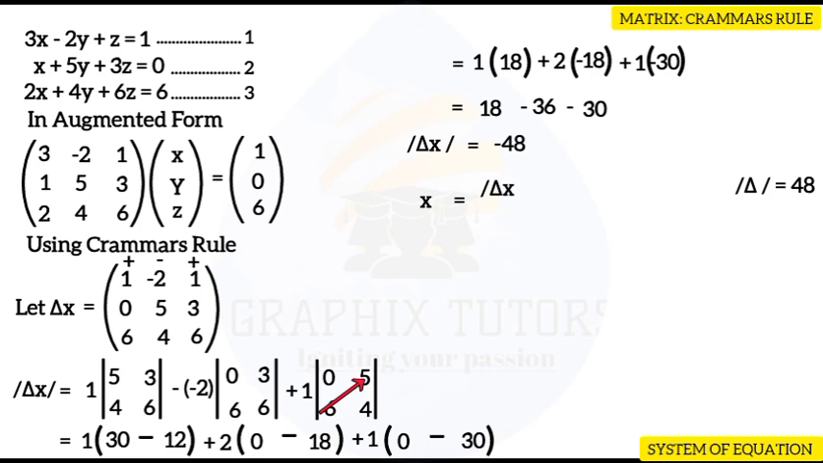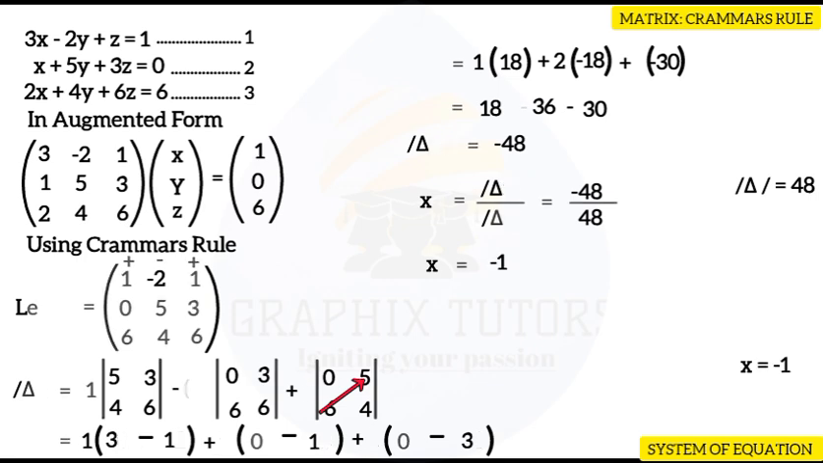So for me to get my value of x, my value of x will now give me determinant of delta x all over determinant of delta. And the value for determinant of delta x is minus 48, and the value of determinant of delta is 48. So minus 48 over 48 is equal to what? Minus 1. So the value of my x in the system of the equation is minus 1.